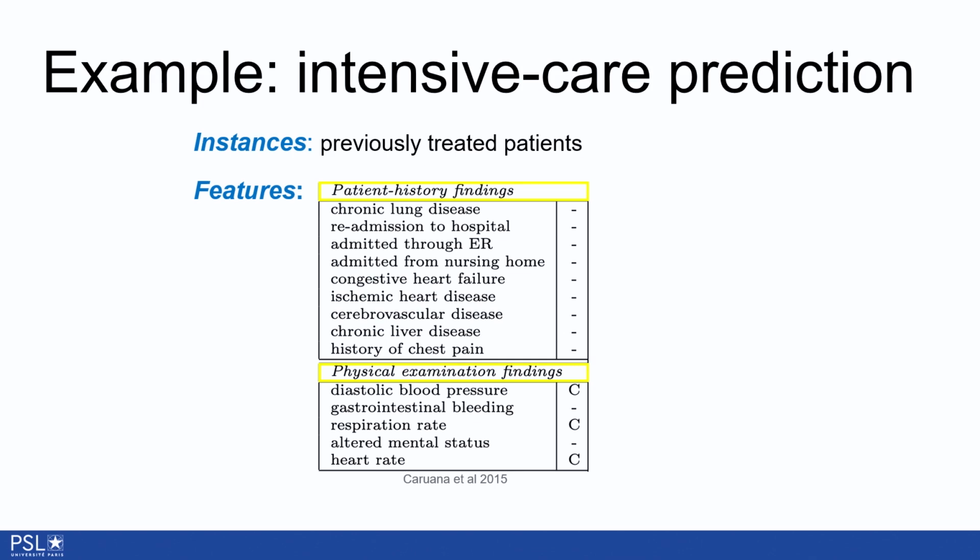And the different features of the inputs are the characteristics of the patient based on their medical history, for example, the presence of chronic diseases, and physical examination findings, such as, for example, blood pressure. The output is whether this previously treated patient survived hospitalization or not.